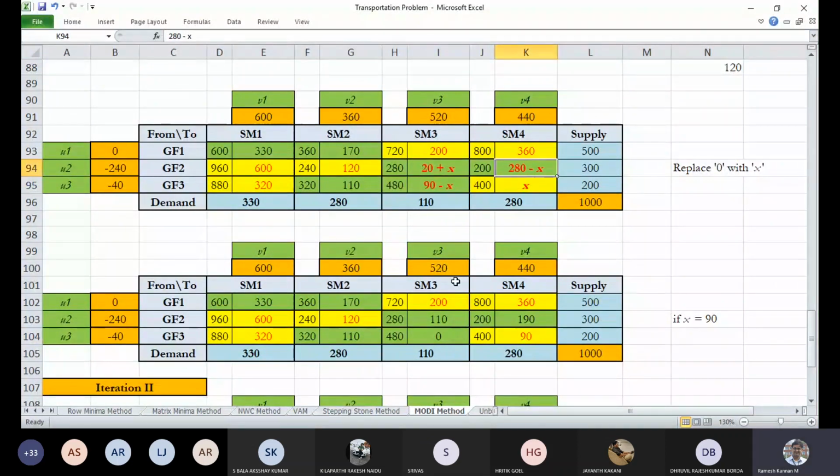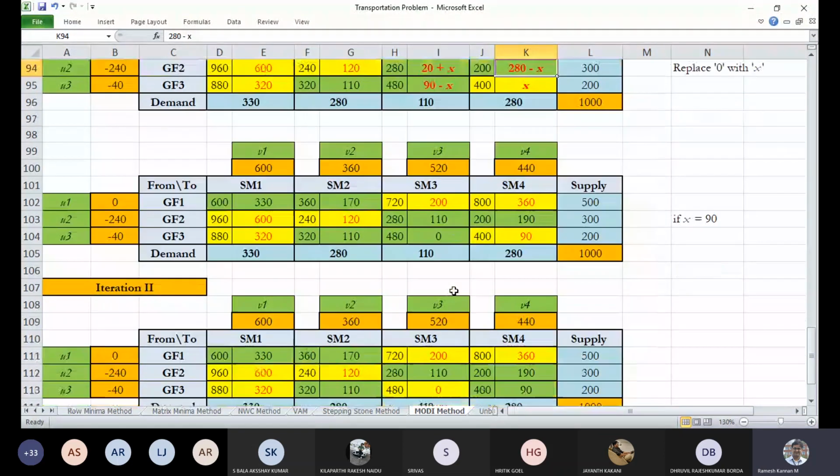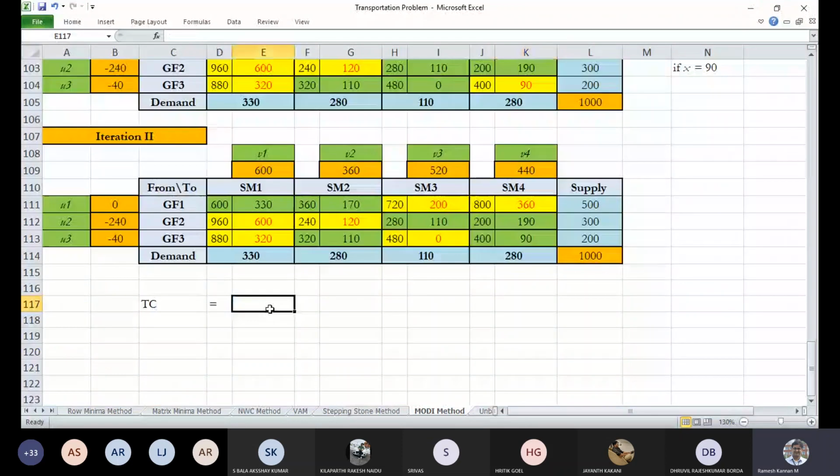And then we'll check whether this is optimal. But in this case also, it looks the same, like it will yield the same values as equivalent to VAM, Vogel's approximation method, right? Just add this.